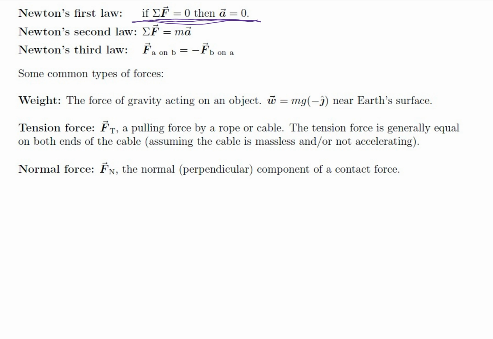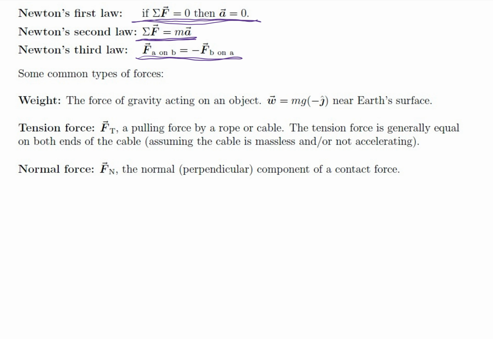We have Newton's second law, which tells us what happens if we do have a net non-zero force on an object, then that causes the object to accelerate. And the mass is the constant of proportionality there, so F equals ma. And then Newton's third law tells us that for every force that object A exerts on object B, then object B exerts an equal and opposite force back on object A.